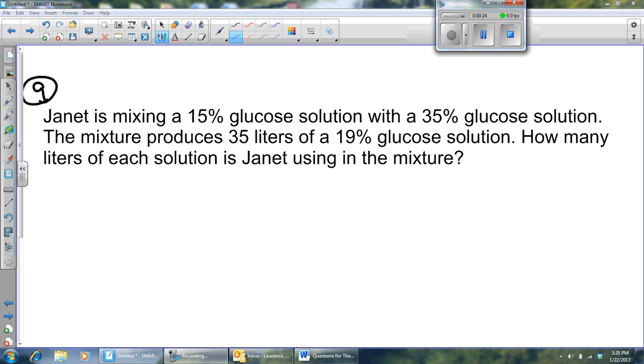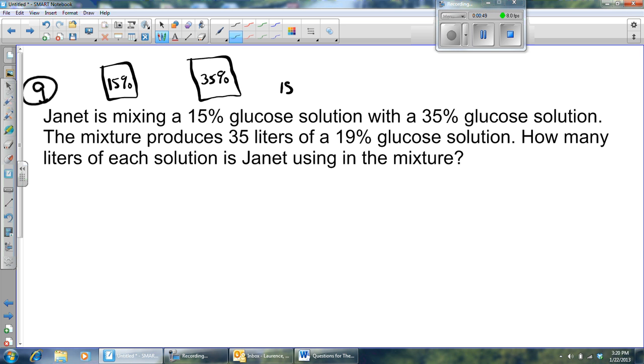Janet is mixing a 15% glucose solution with a 35% glucose solution. Stop right there. I know right off the top of my head she's got one vial here, and this is 15% glucose, right? And then she's got an identical vial here, only its contents are different. There's 35% glucose. If I mix the two together, my minimum number is 15%. That would mean I'm using all of this one and 0 of that one, liters we're talking, and my max number is 35%. Okay?